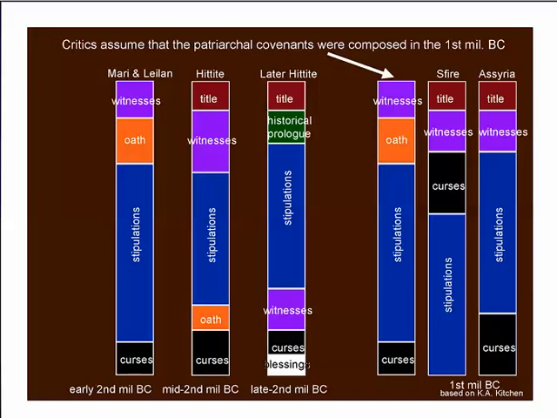Critical scholars would suggest that an author operating in the first millennium BC would present those biblical covenants like the covenant forms that come from the 1st millennium BC. But instead, what we basically find is something radically different.